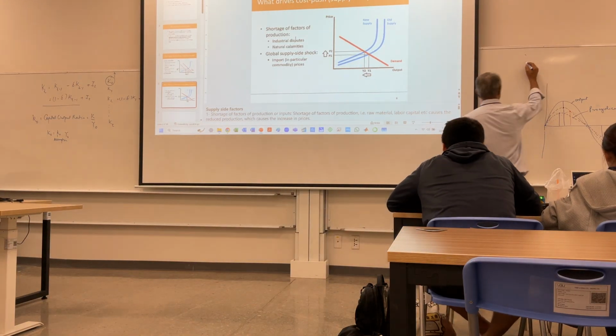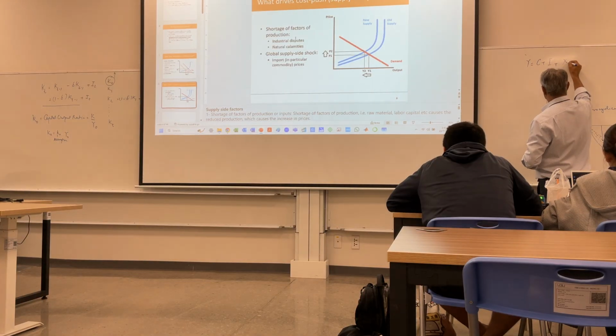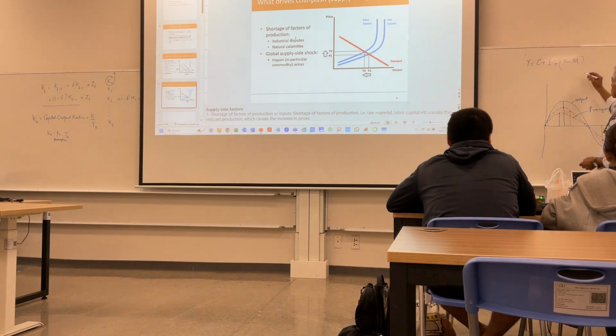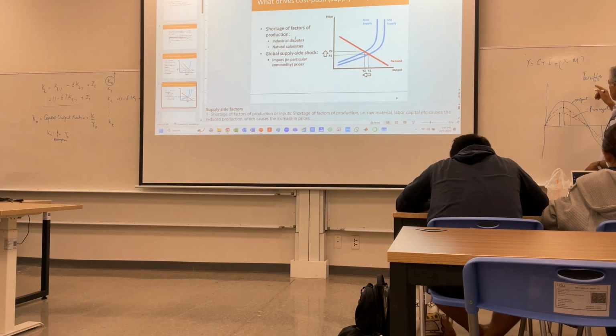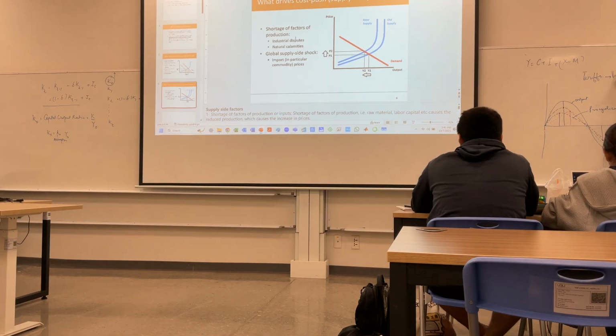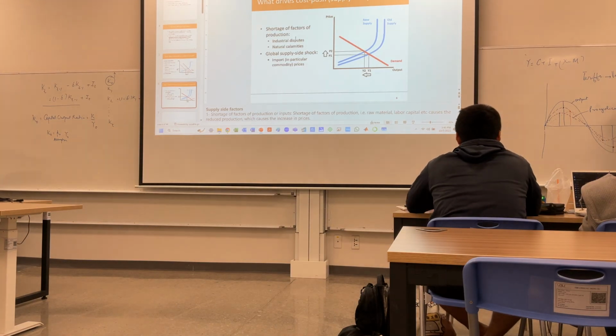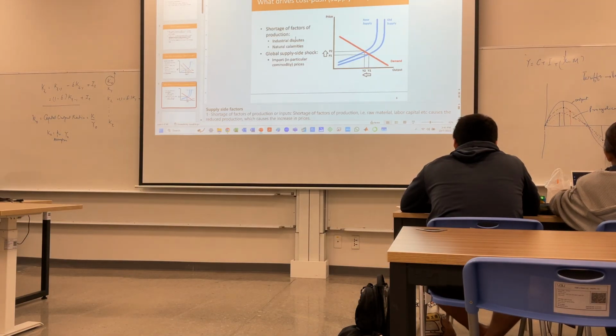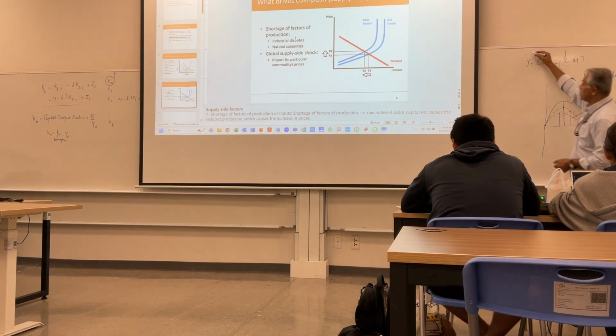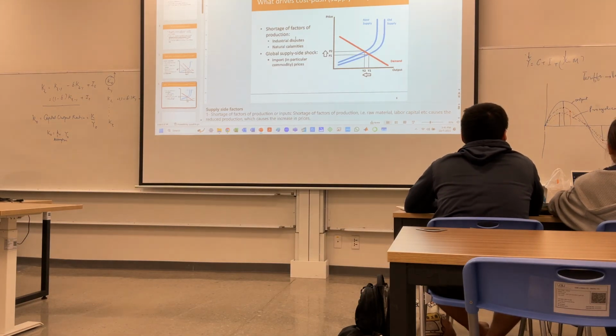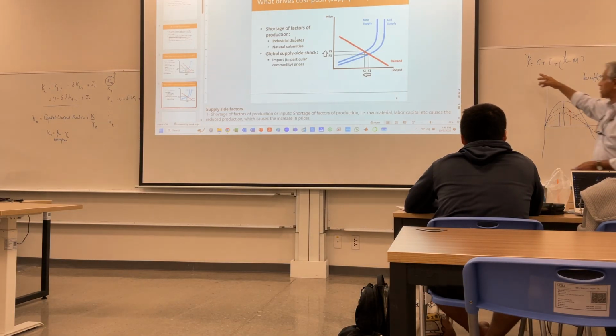aggregate demand. So if there are tariffs that are placed by the US on Vietnamese exports, what happens? Tariffs lead to what? Vietnamese goods are more expensive in the US. If the price of Vietnamese goods in the US goes up, the demand for Vietnamese goods in the US and Europe should be going down. Less demand, less production in Vietnam, less employment.